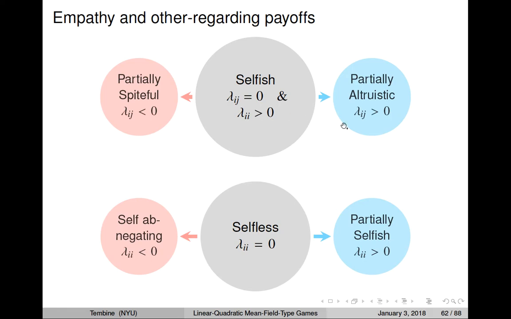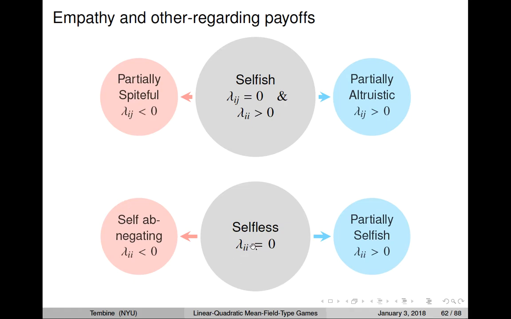If lambda ij is positive, so this term is positive, then you care about j, so you are partially altruistic. If lambda ij is negative, then you are partially spiteful against this j. So you are spiteful against j's, that's why you are partially spiteful, because I don't talk about other j primes other than j.